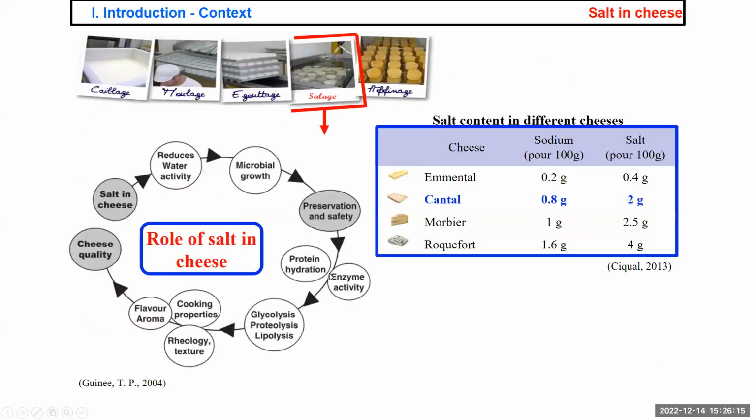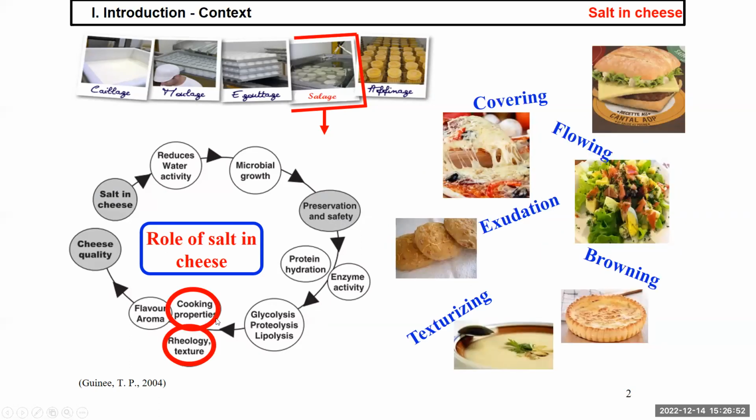So it would be very interesting to reduce the salt content of the cheeses in order to reduce our salt intake. But reducing the salt content of the cheese cannot be done simply, because the salt in the cheese is very important: it reduces the water activity and therefore regulates the microbial growth, and it preserves the cheese and the safety of the cheese. But it is also very important because it has an effect on the cooking properties of the cheese, on the rheology and texture properties of the cheese, and also has a link with the flavor release and aroma release.